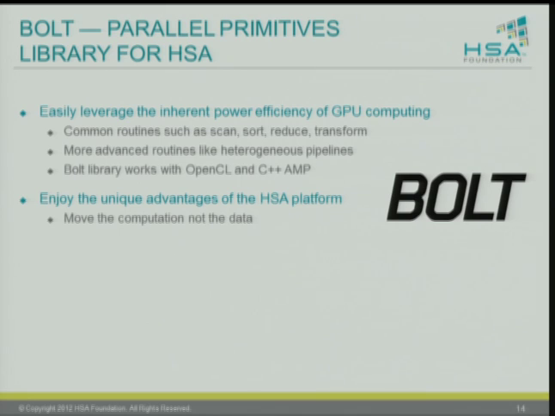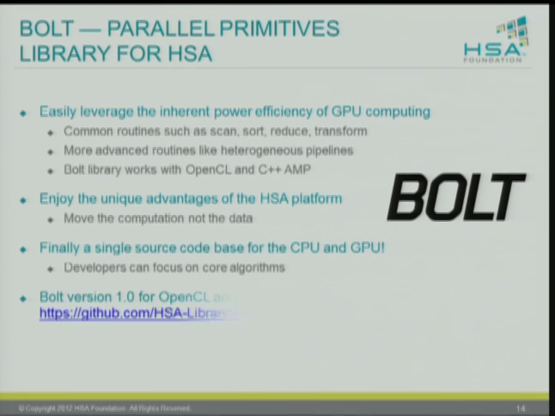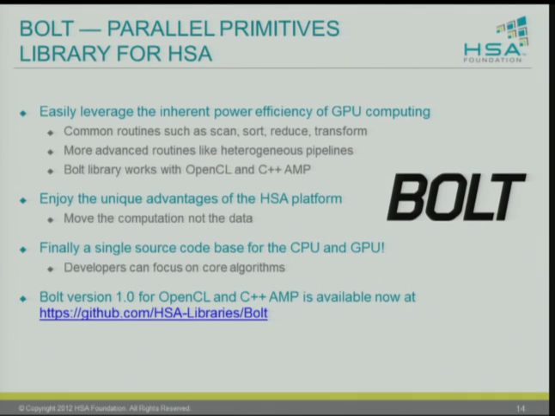On any new platform, it's important to provide libraries to immediately allow programmers to be productive. With HSA, the parallel primitives library is called Bolt. It allows programmers to easily use the parallel features of the machine and also the heterogeneous features of the machine. So in addition to common routines such as scan, sort, reduce, transform, we also supply heterogeneous platform pipelines to enable you to run different stages of your algorithm on different processors.